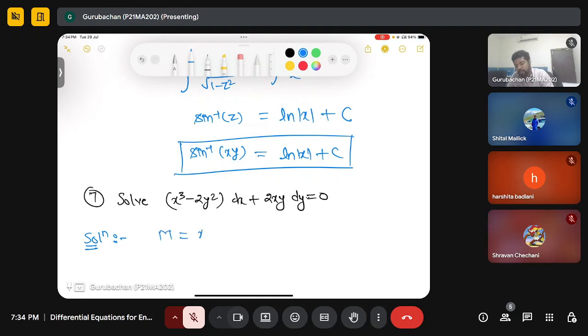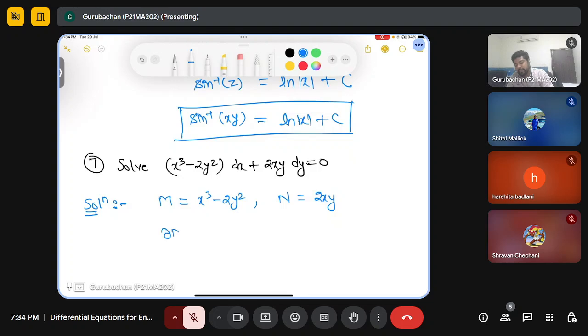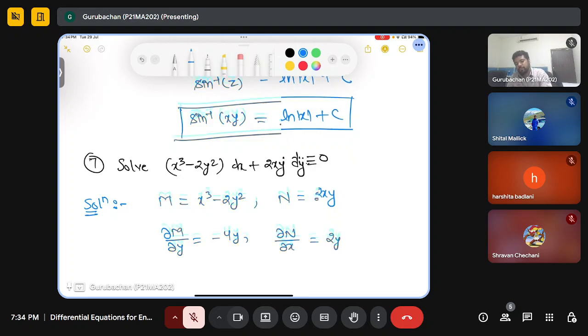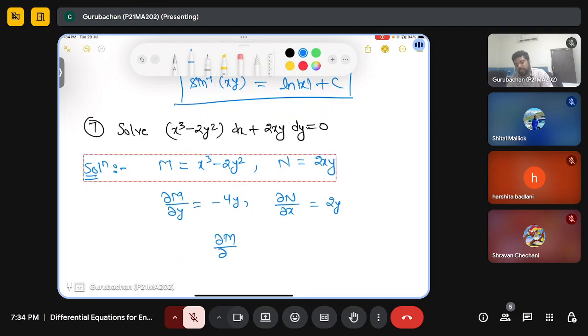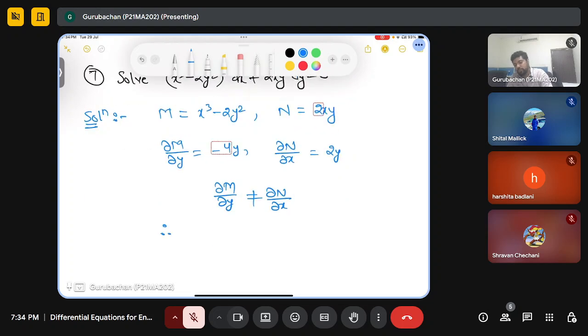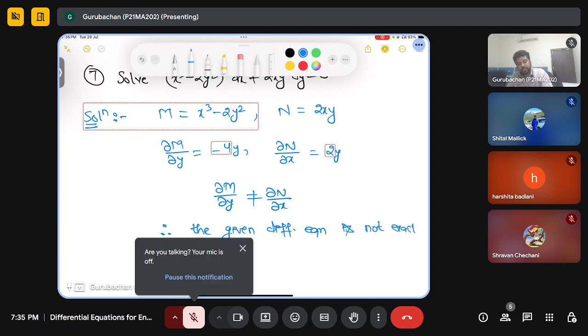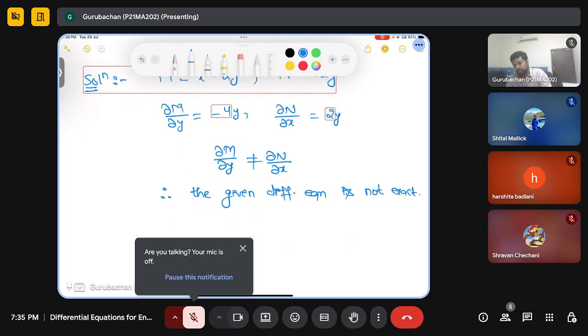So here m is equal to x cube minus 2y square and n is equal to 2xy. Calculate del m by del y. It will be minus 4y. Del n by del x will be 2y. Clearly, del m by del y is not equal to del n by del x. Therefore, the given differential equation is not exact.